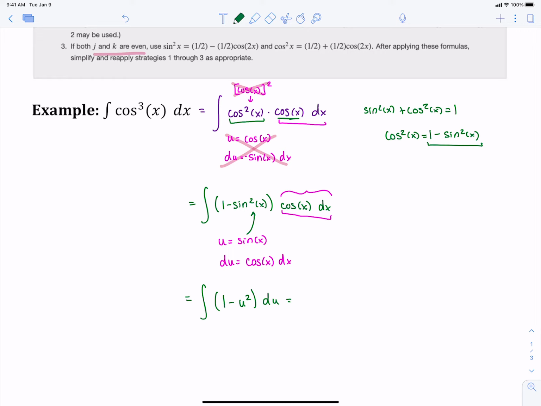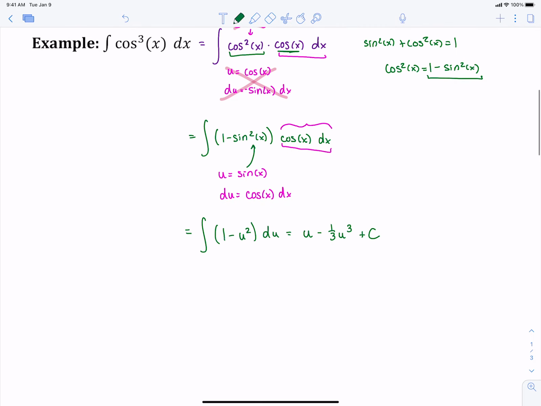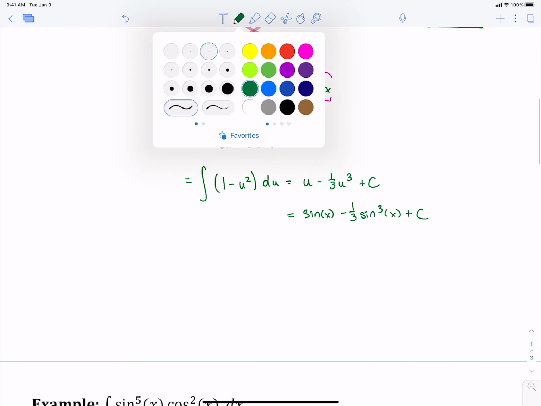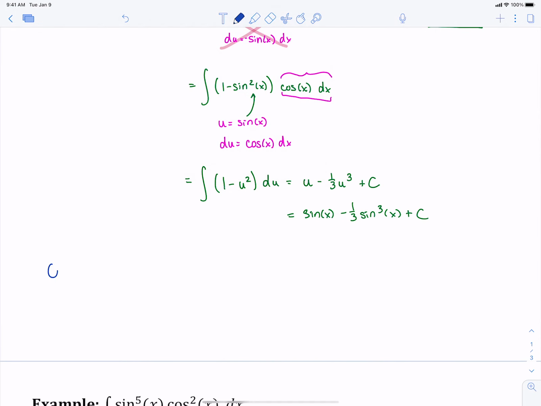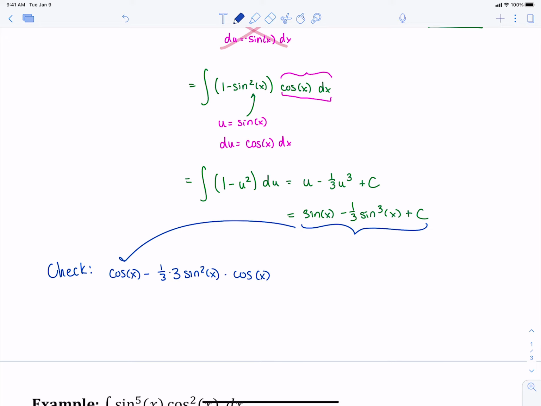It's just a quadratic, so we get u minus 1/3 u to the third plus c, and then we back substitute, so we get sine of x minus 1/3 sine to the third of x plus c. Now remember, with these, we can always check our answers by taking the derivative of this function that we got here. So if we take the derivative of this, we're going to get cosine of x, and then minus 1/3 times 3 sine squared of x times cosine of x. And then the plus c goes away. The derivative of that is 0.